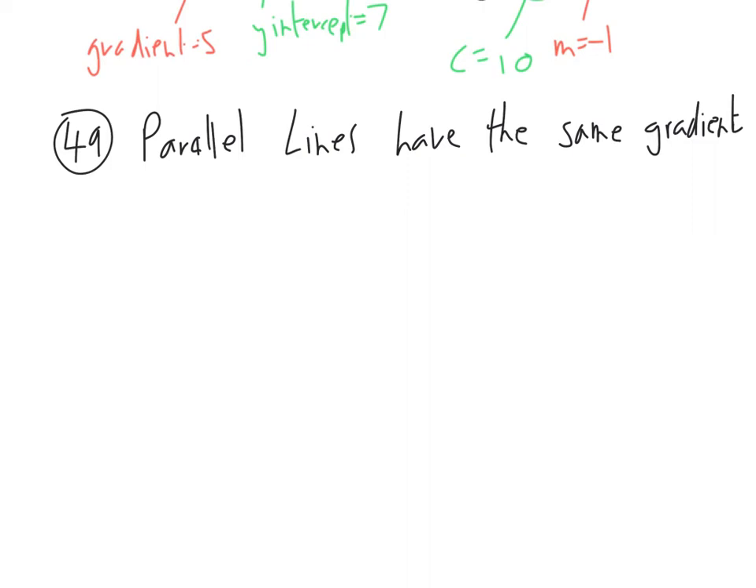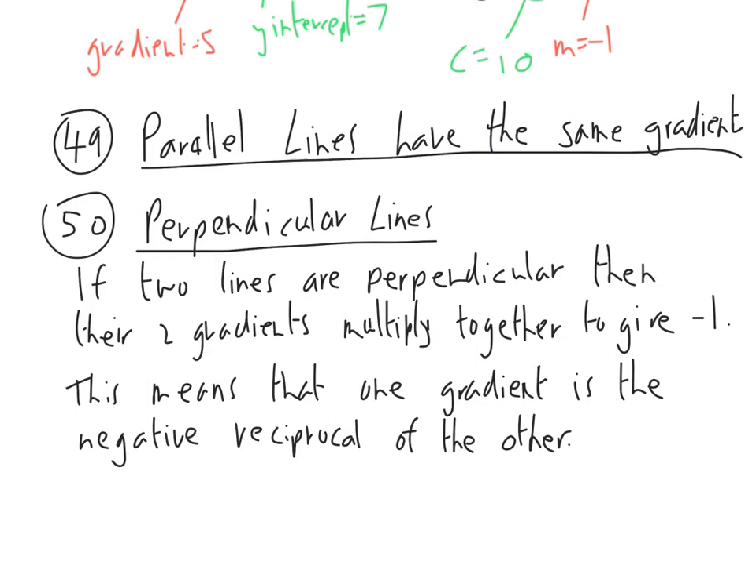A lot of these objectives will all run through each other, so I'm just going to keep this one very short, 49. Just as a fact, and we'll look at it later on in later examples. You need to memorize and know that parallel lines have the same gradient. Perpendicular lines then, and perpendicular lines is M4. If two lines are perpendicular, then their two gradients multiply together to give -1. This means that one gradient is the negative reciprocal of the other.